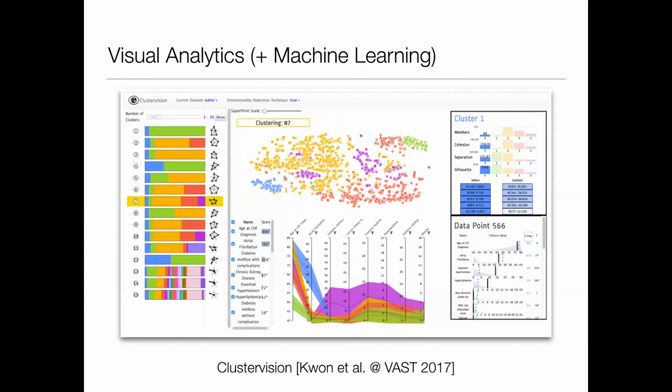This is, in my opinion, a canonical example of how you build a system that uses visualization and machine learning at the same time, going back and forth between them, right?